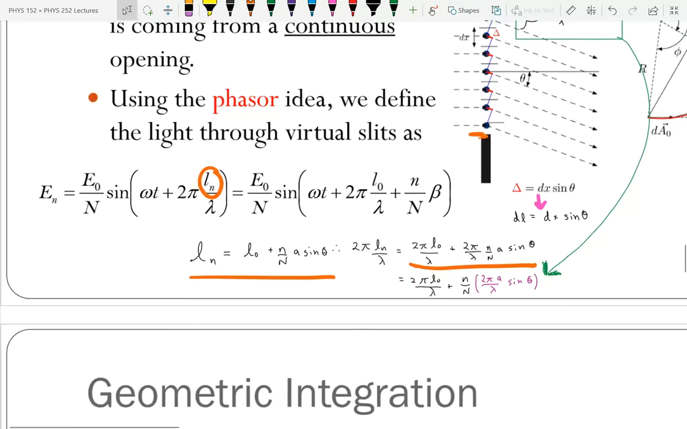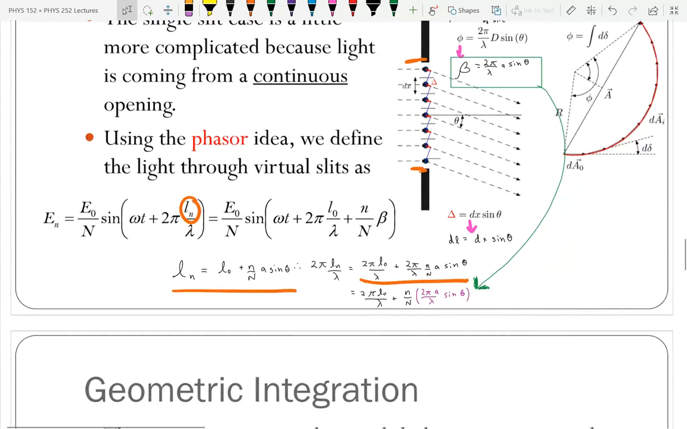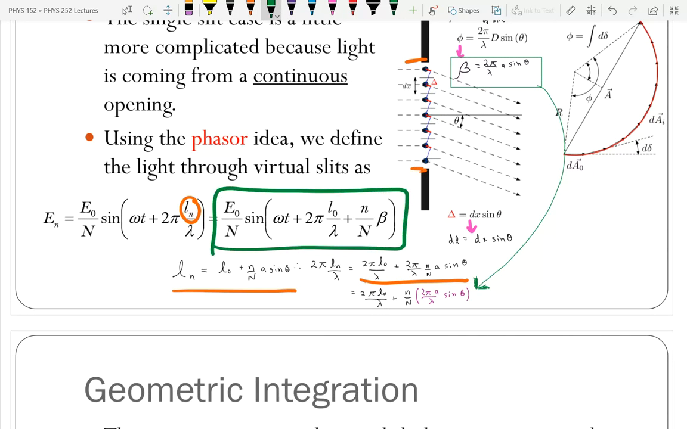So we now have an equation that says the electric field for the nth slit, lowercase nth slit, is this right here. So all we have to do is add all of those together. Well, if these are continuous slits, what do you have to do to add together a continuous function? You have to integrate. So we're going to do an integral now. So there's calculus. But we're going to do calculus in a way that you've probably never done it. We're going to do it geometrically.